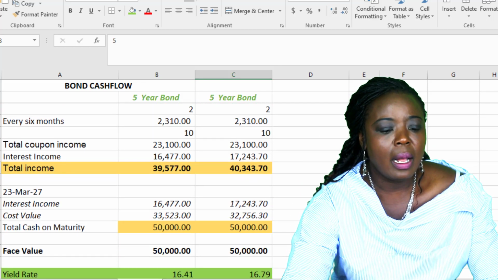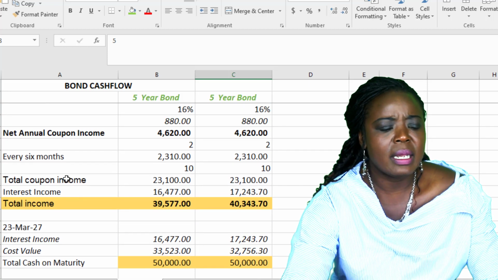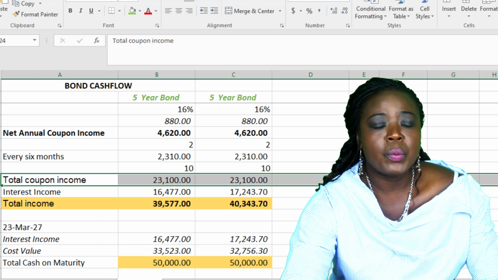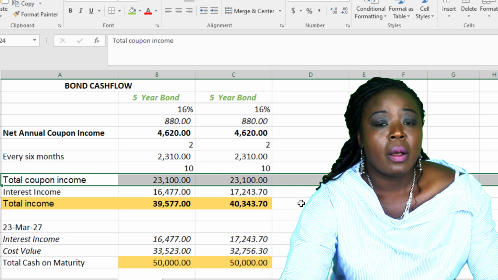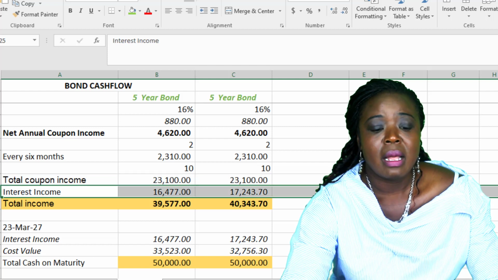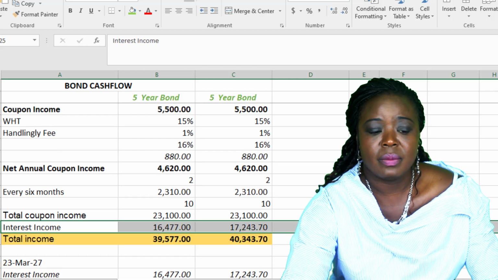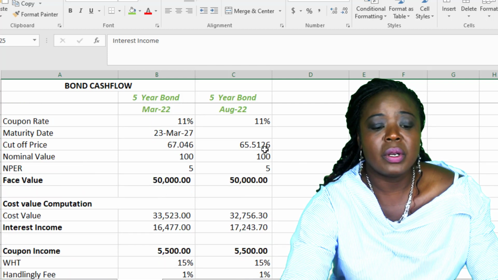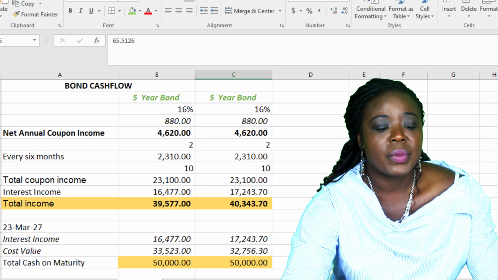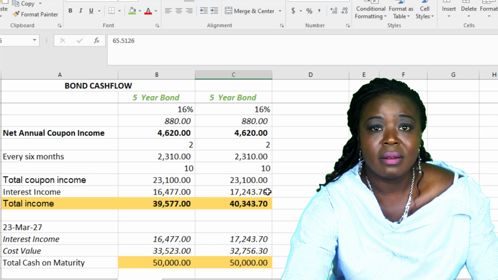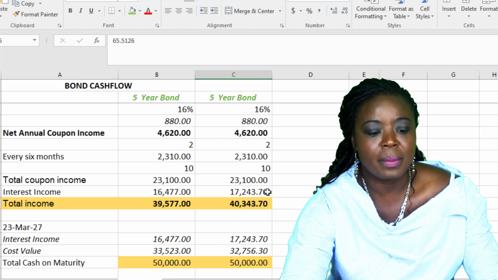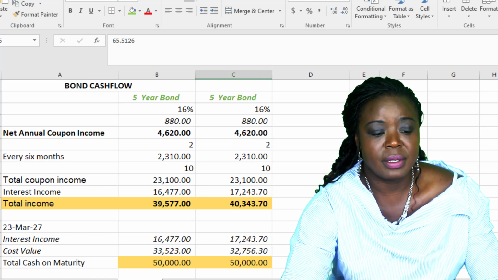Now, if you look at the coupon incomes, they are fixed. This is why bonds are referred to as fixed income investments. The coupon income is fixed, it's the same. And then the interest income is different. This is because of the price of the bond. Okay? The August bond is selling at a lower price compared to the March bond. So we find that the interest income is higher, okay, naturally, because I'm buying it at a lower price, so I expect to make much more income than the March bond.